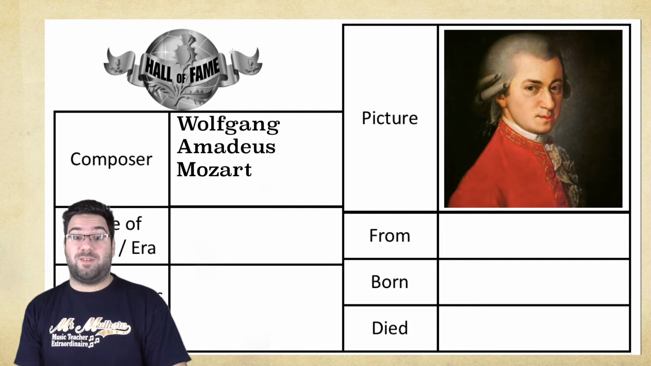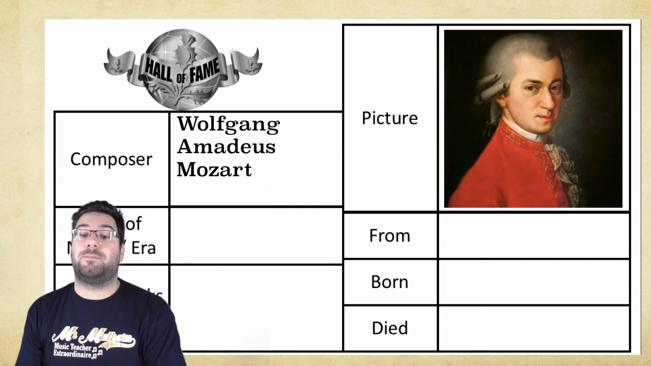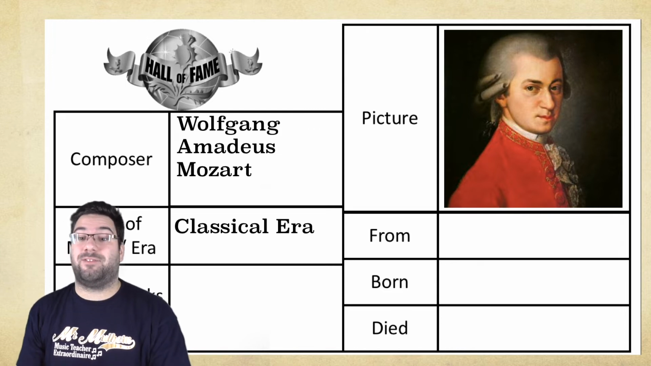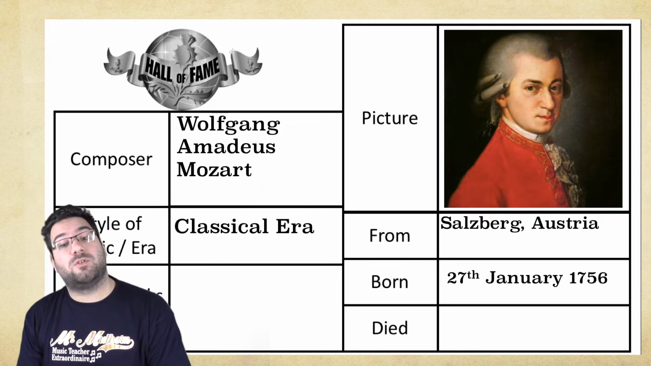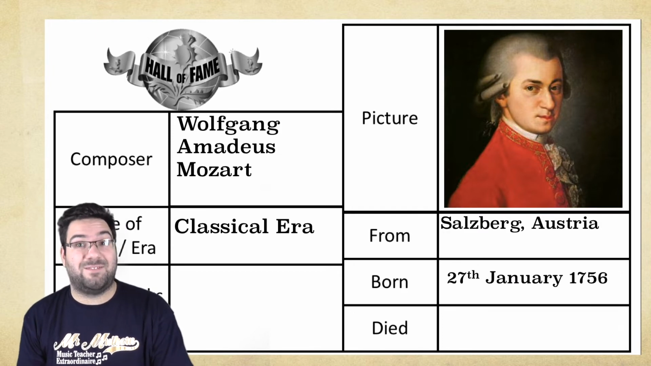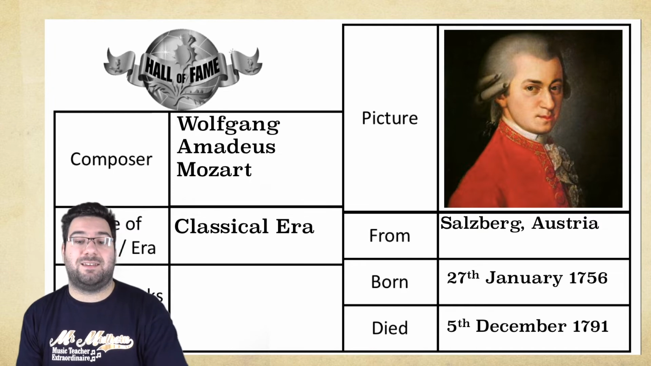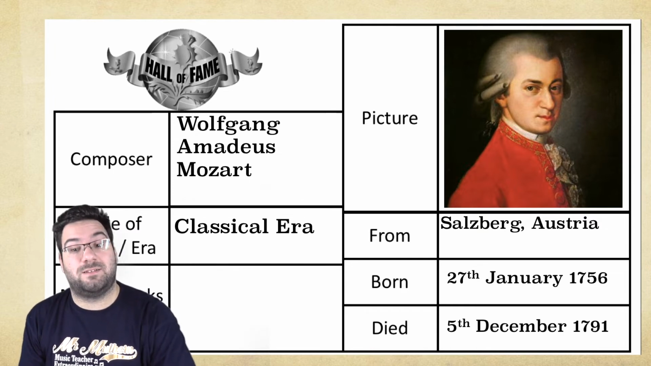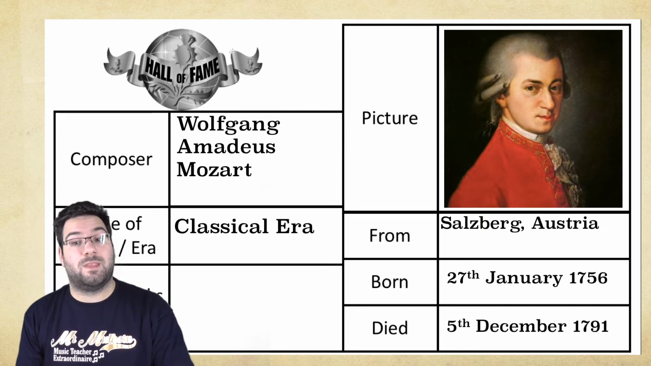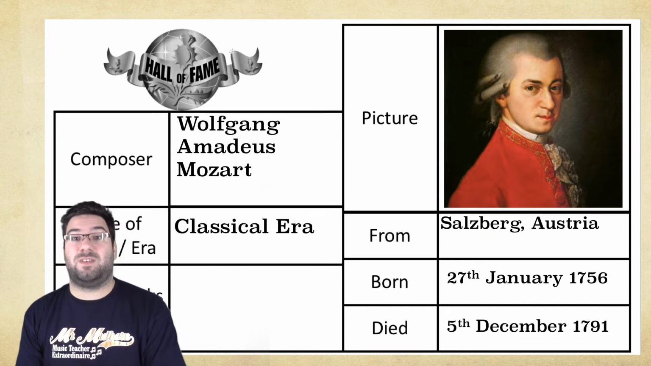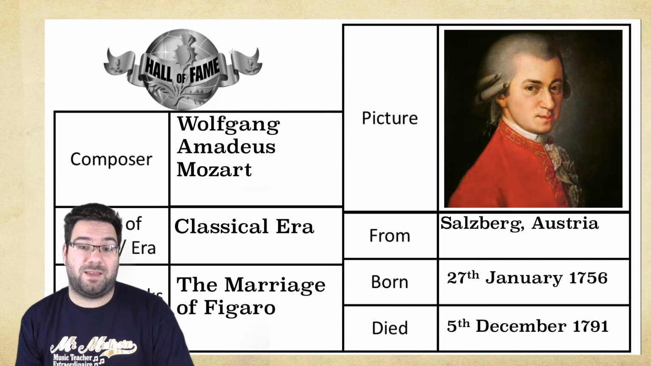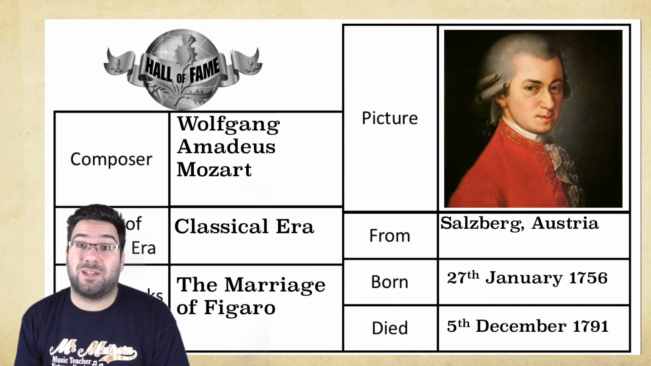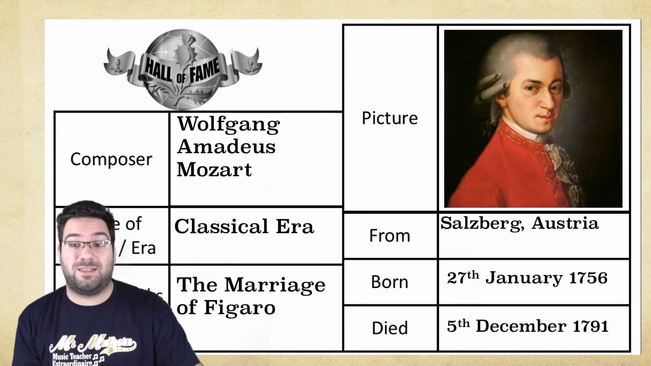So, Wolfgang Amadeus Mozart. He composed during the classical era. Now, he came from Salzburg in Austria, and he was born on the 27th of January 1756, and he died on the 5th of December 1791. And he composed loads of different music from operas to symphonies. And there's loads of major works. I've picked The Marriage of Figaro because it's quite good fun for an opera. It's a light opera, it's quite funny.